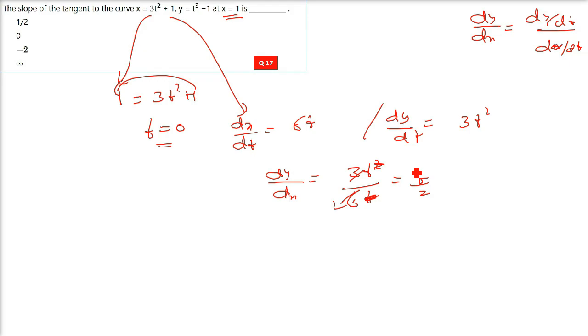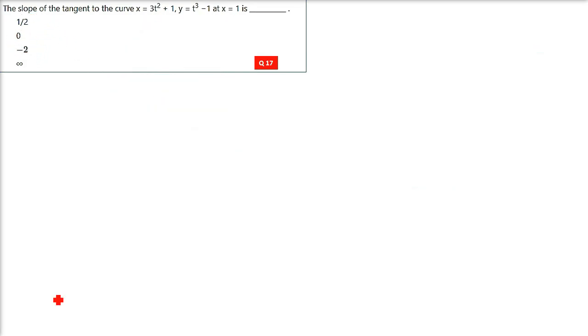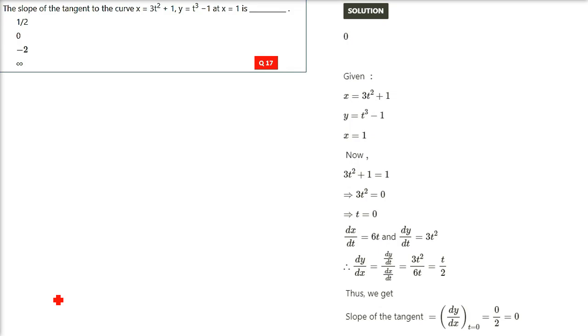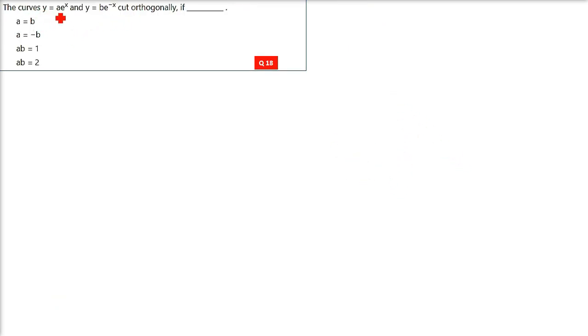Now t by 2, and you already know what is t, which is already computed. We have already computed t equals to 0. So this is 0. So dy by dx is nothing but 0. So the solution goes like this, you have to do it like this. The curves y equals to a e raise x and y equals b into e raise minus x cut orthogonally if. So when we want this orthogonality, what does it mean? Find out m1, find out m2, multiply them and it is equal to -1.